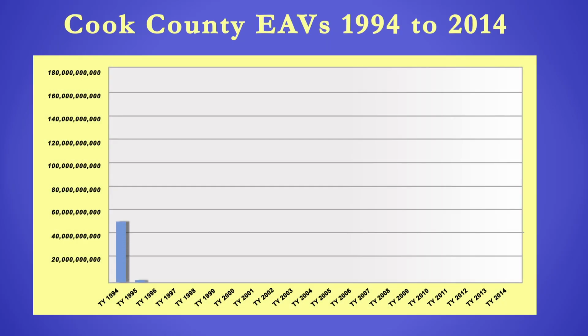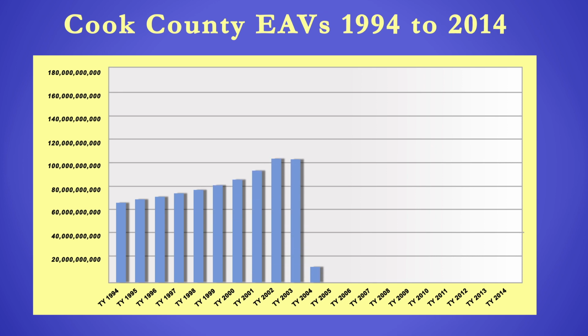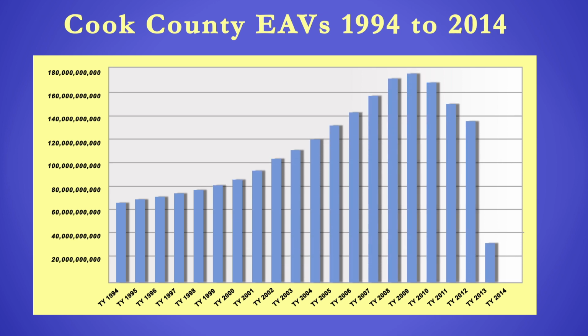So if we take a look at what's happened to Cook County EAVs over the last 20 years, you can see here at the beginning of the chart that in the mid to late 90s, EAVs went up at a moderate pace, but starting at around 2001, they started to go up much more steeply, peaking in 2009 when the total equalized assessed value of all properties in Cook County was at $178 billion. After 2009, EAVs began to drop rather quickly the next several years.